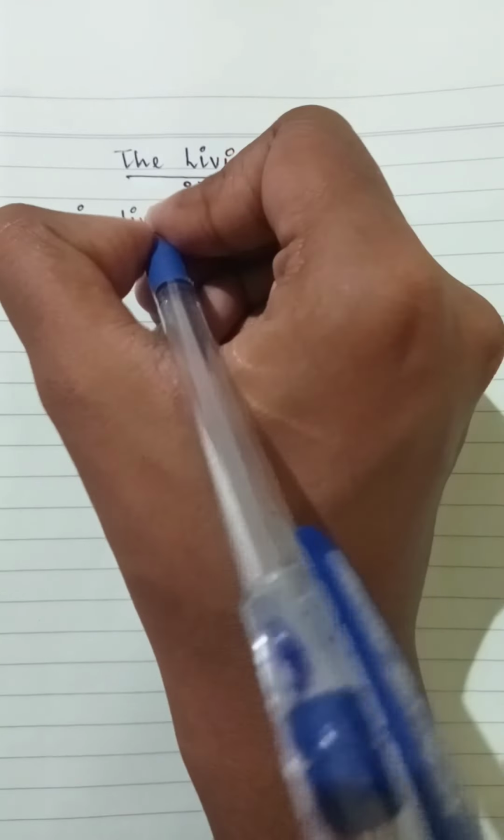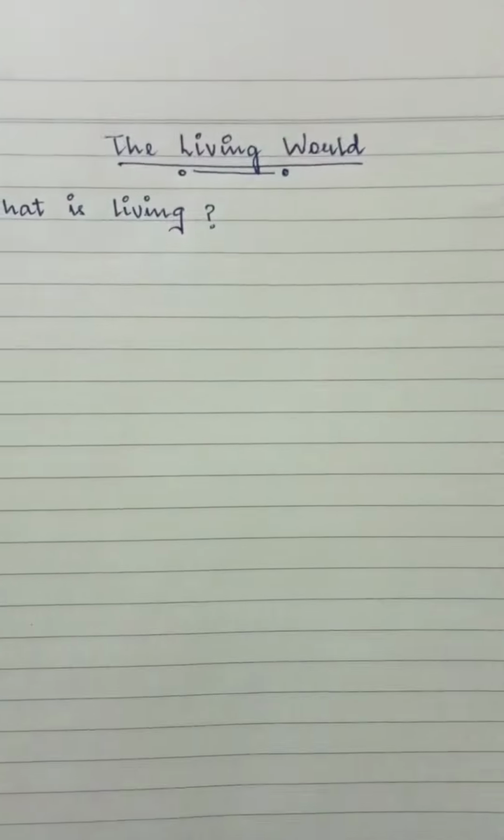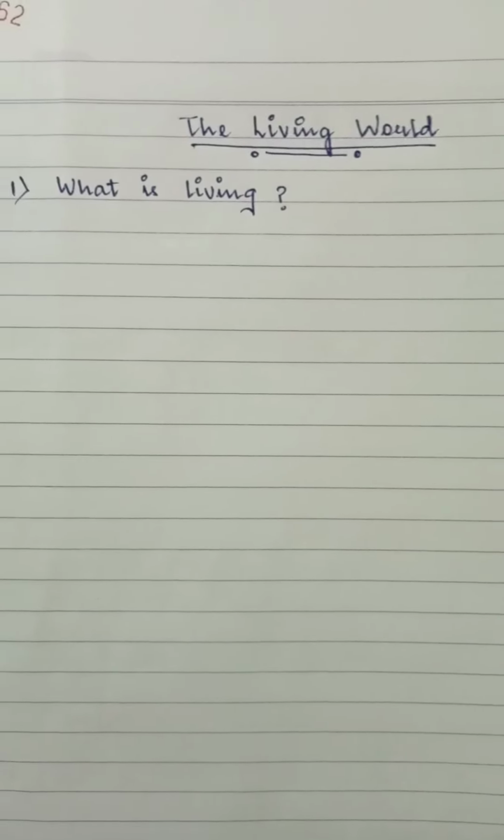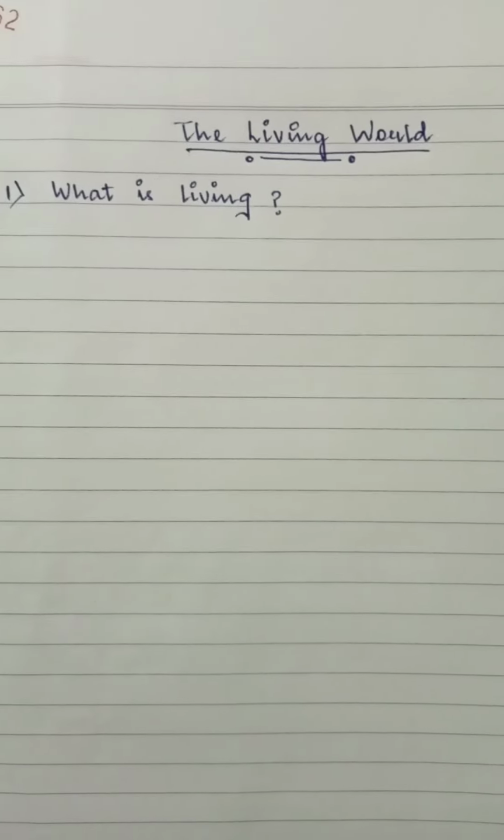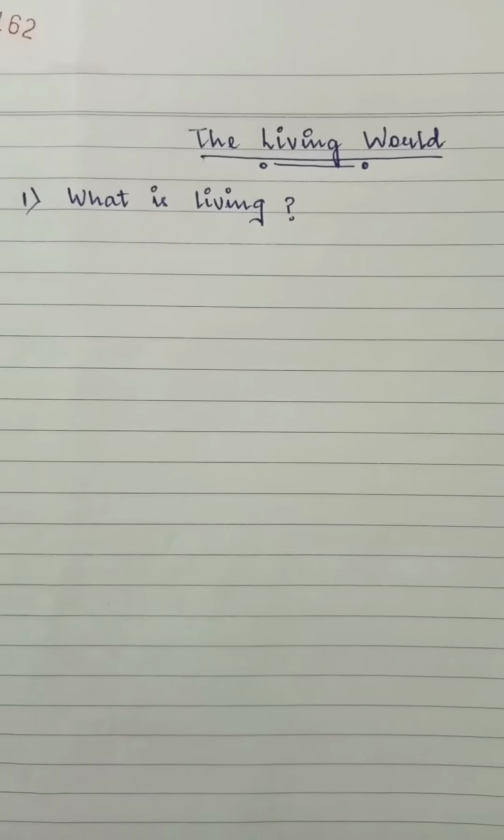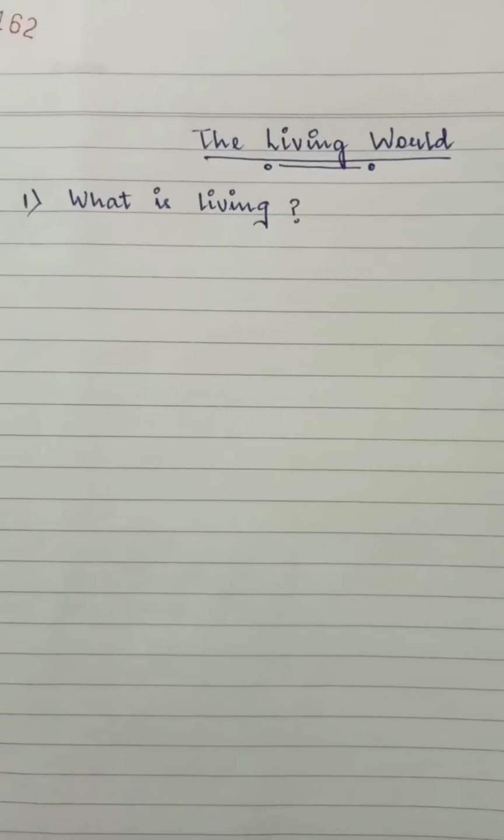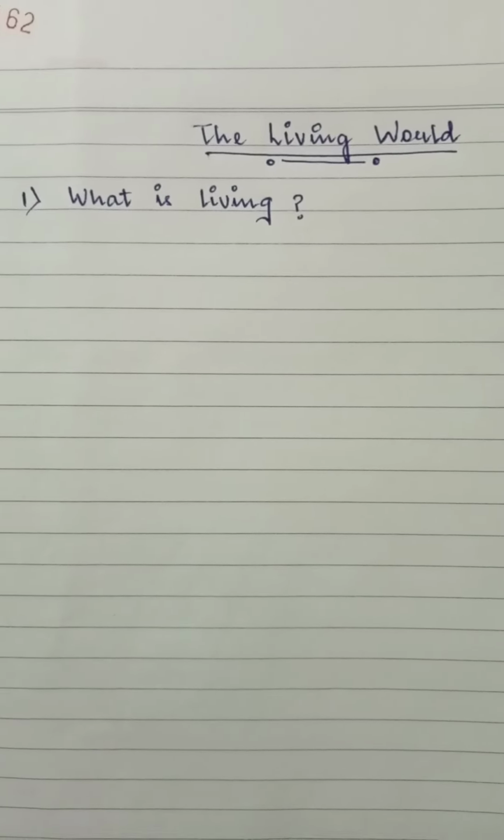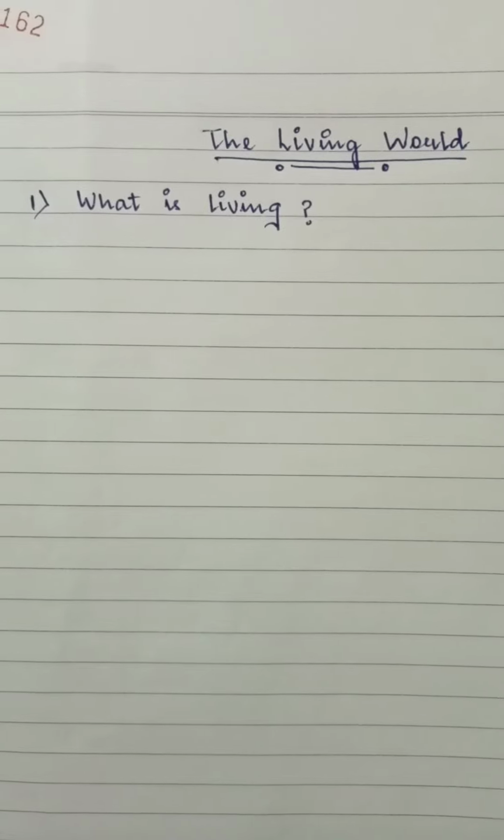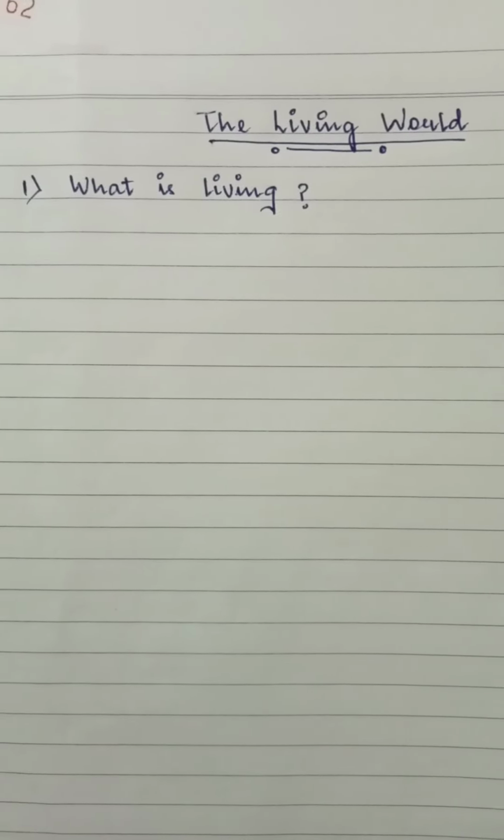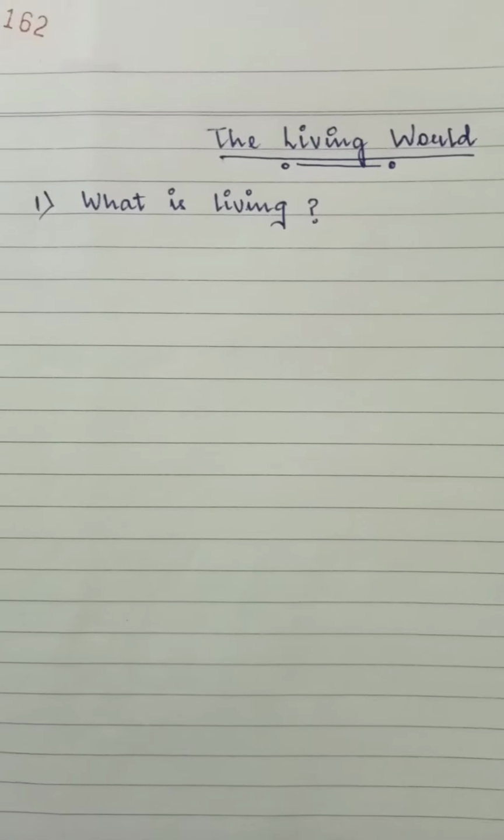In this chapter, the first topic would be what is living. How can we say that one has life in it or it is not a living thing? How can we distinguish between a living and a non-living thing? That's what we are going to study as the first topic.